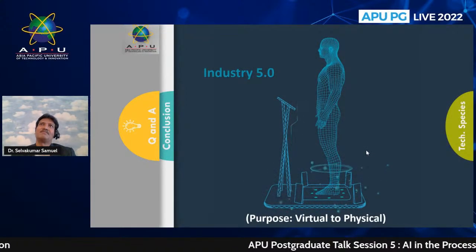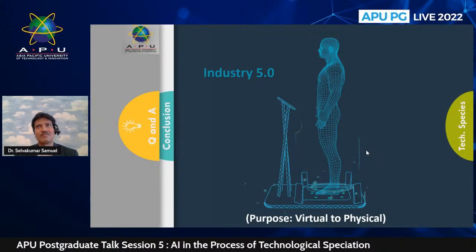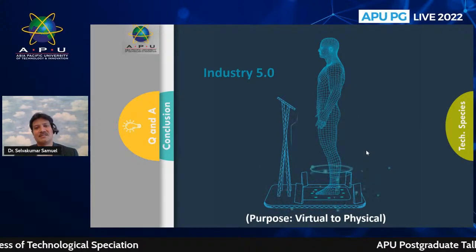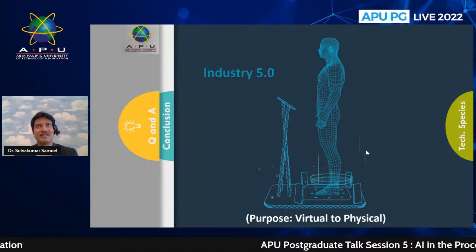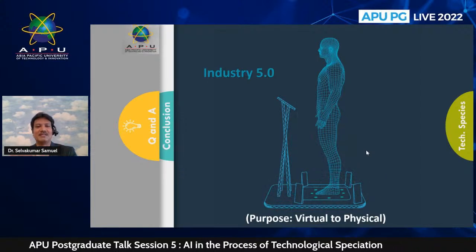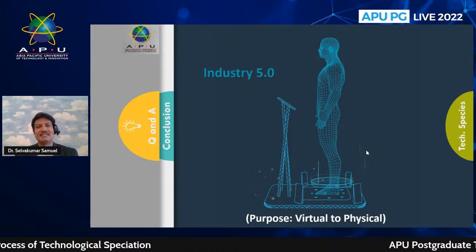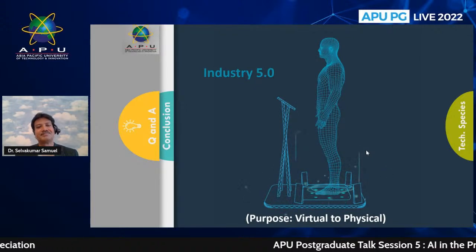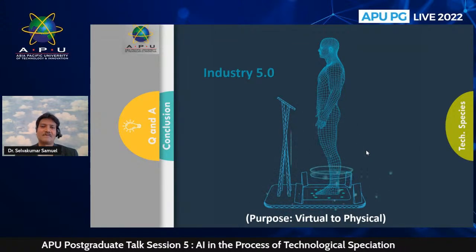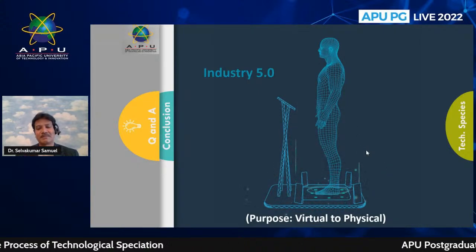Industry 5.0, very actively in Russia, they are working with Industry 5.0. It is exactly opposite to the Industry 4.0 objective. Industry 4.0, physical to virtual. Industry 5.0, virtual to physical. Basically balancing virtual and physical world. So wherever we can save the resources, this will not be fully on the business side, not fully for the sales purpose.